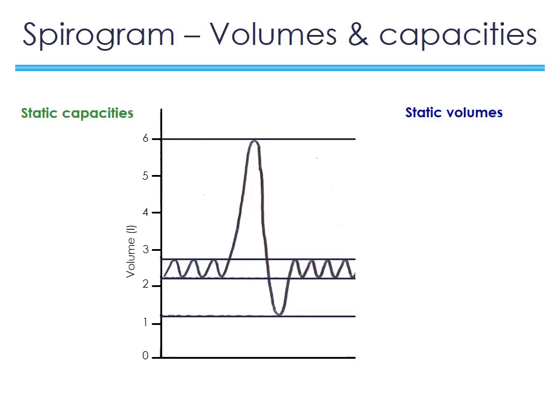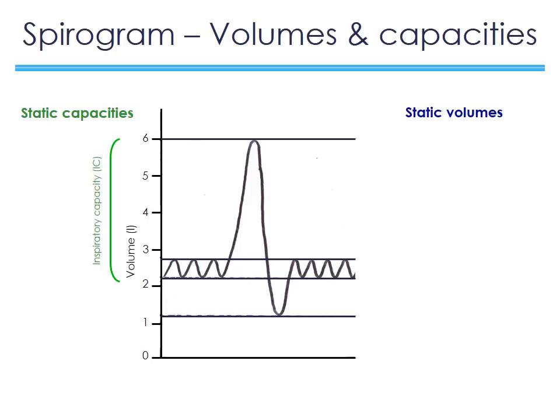Okay, so after looking at the static volumes which can be measured by means of the spirogram, we now move on to look at the different capacities which can be measured with a spirogram. Remember, these capacities are still static because they are time independent. Now, the definition of a capacity is the sum of two or more volumes. The first capacity we look at is the inspiratory capacity. The inspiratory capacity is described as the capacity of your lungs to take air in. So it's the total capacity that your lungs have to take air in.